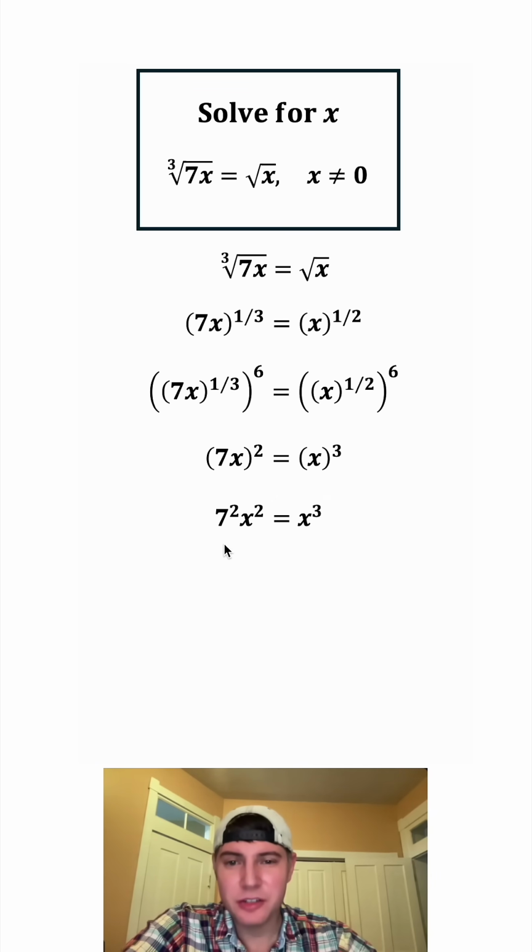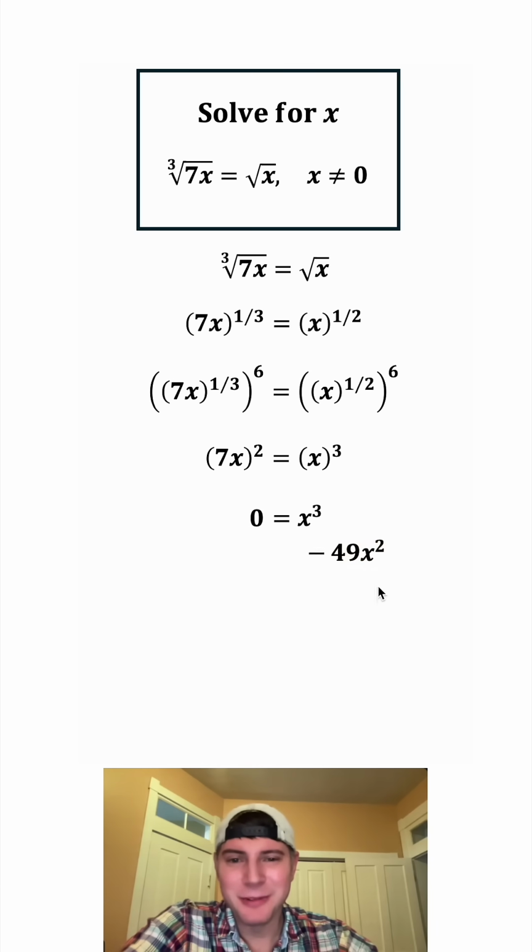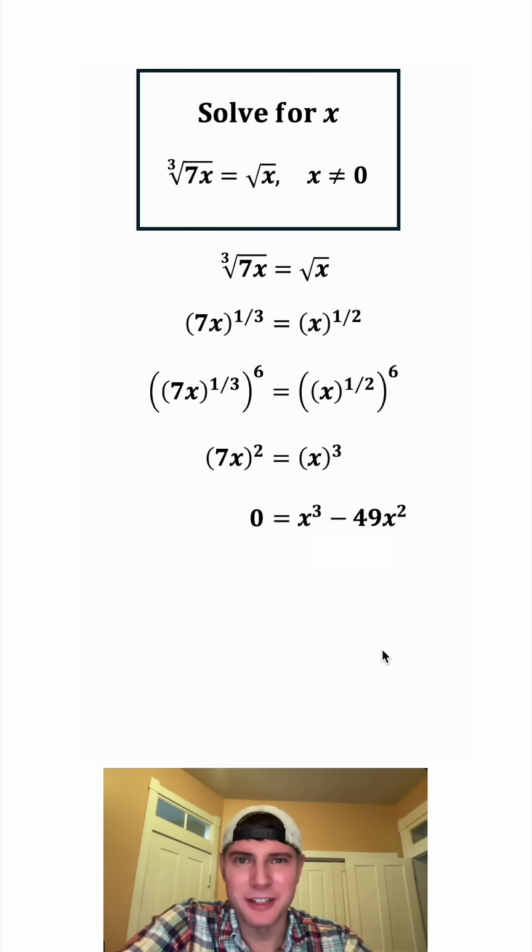And now 7 squared is equal to 49. Let's set everything equal to 0. We're going to subtract 49x squared from both sides. On the left-hand side, these will cancel each other out, so we're left with 0. And on the right-hand side, we have x cubed minus 49x squared.